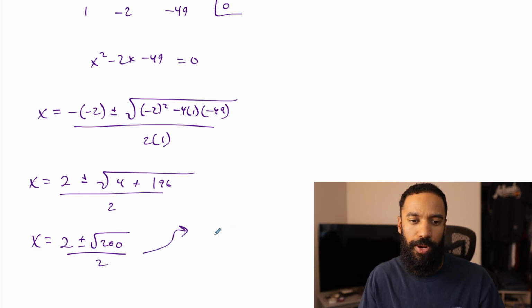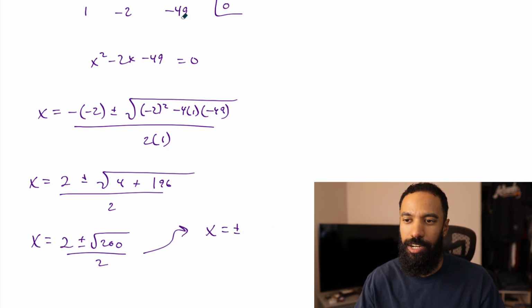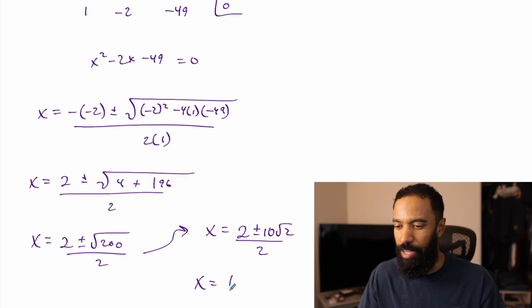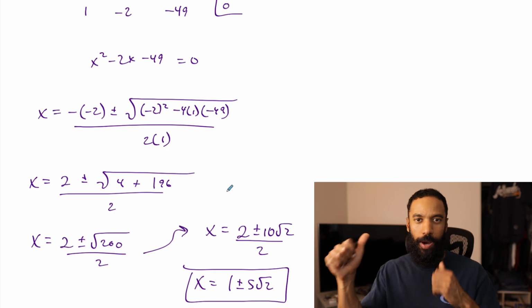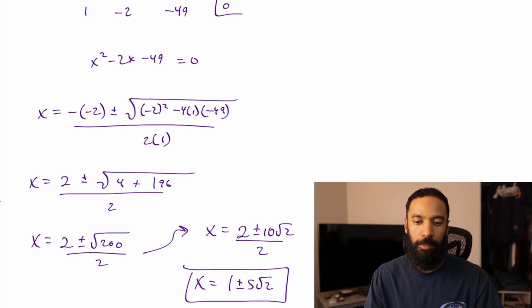Root 200 is root 100 times root 2, so 10 root 2. So 2 plus or minus 10 root 2, over 2. Divide those both by 2. You get 1 plus or minus 5 root 2. So those were the other two answers. Again, 2i, negative 2i, 1 plus 5 root 2, and 1 minus 5 root 2. Those are your 4. And that's your bonus there.